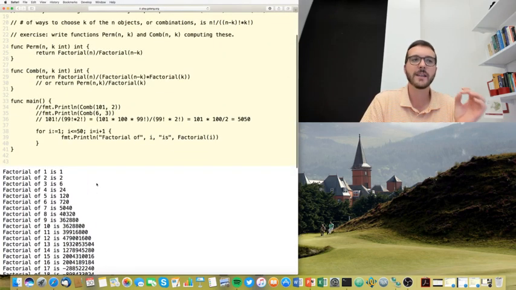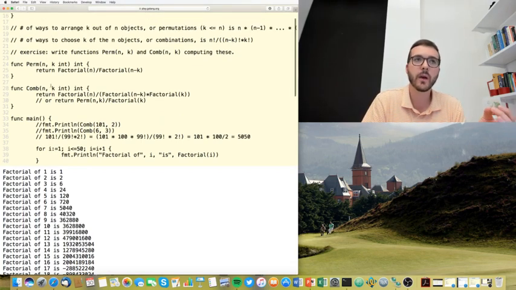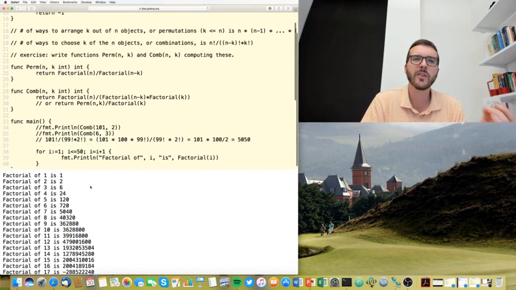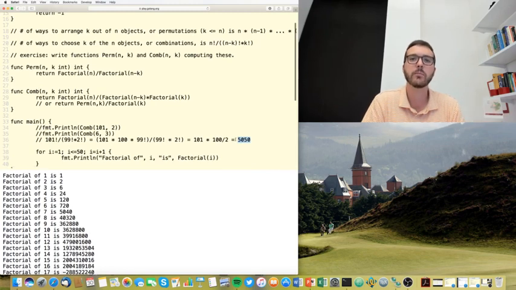So I guess the next task, and what I would leave as an exercise here, is to think through how it is that we could actually compute the combinations without getting this issue of overflow, because we should be able to go straight to the number 5050 without blowing up the factorials along the way. And that's what I would leave to you as an exercise.